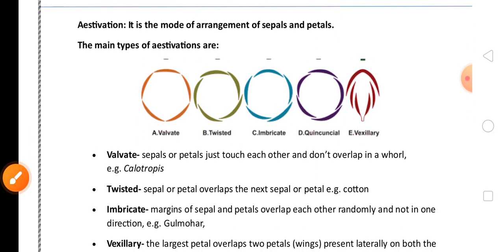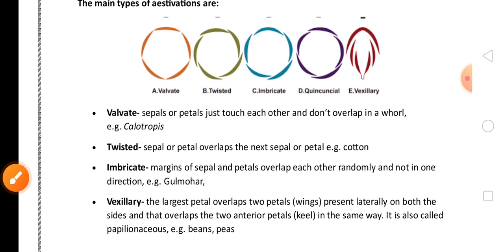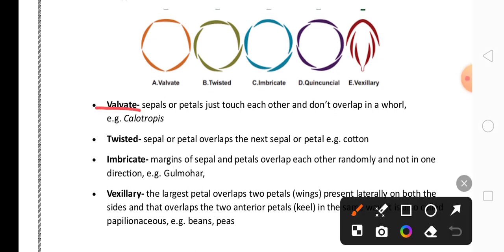Now come to one of the 5 marks questions for the exam, estivation. Estivation means mode of arrangement of sepals and petals in the flower. Sepals and petals arrangement is called estivation. There are 4 types of estivation. Valvate estivation: in valvate estivation, we can find sepals or petals just touch each other without overlap.